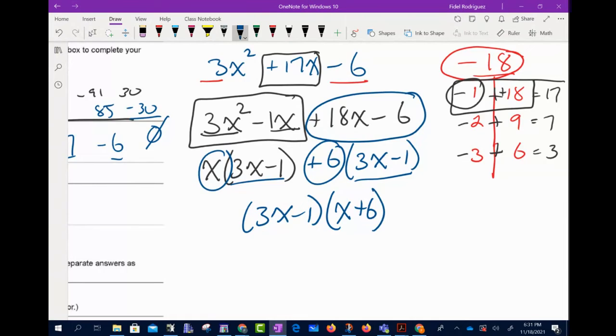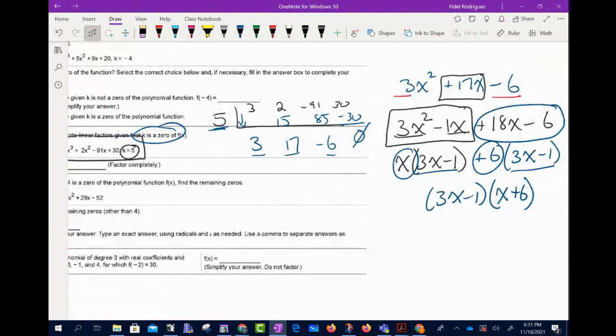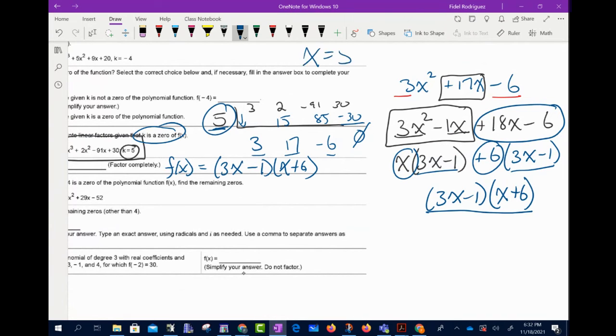So now that I have that factored out, I'm going to come back to the original problem, and we're going to factor it completely. So we have these two factors, 3x minus 1 and x plus 6. And because we knew that x equals 5 is a zero of the polynomial, when I take this 5 and bring it back to the other side, the factor is really an x minus 5. And that's why we're factoring there.